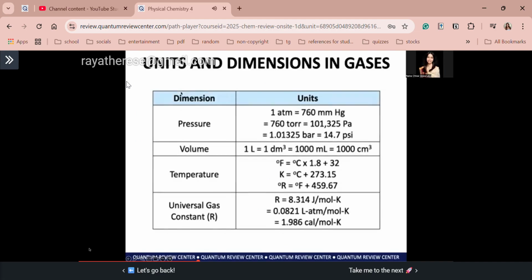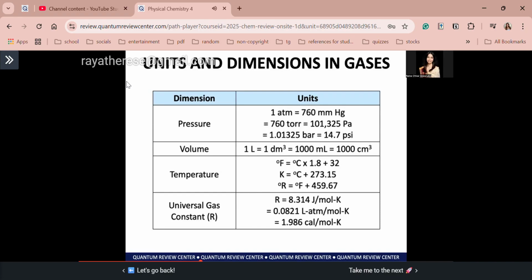Now, before we proceed in answering some sample problems relating to the gas laws, let's describe the units of your gases. So, in terms of pressure, 1 atm, atmosphere, is equal to 760 mmHg. And that is equal to 760 torr and equal to 101.325 kPa. Oh guys, the SI unit for pressure is Pascal. And that is equal to 1.01325 bar and equal to 14.7 PSI.